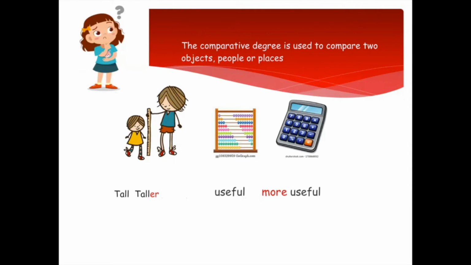Let's move on to the pictures. In the first picture, there are two boys, a tall boy and a taller boy. We are comparing their height. And let's see the second picture. We can see an abacus and a calculator. Yes, we all know the abacus is useful, but calculator is more useful. So, the comparative degree is used to compare two objects, people, or places.